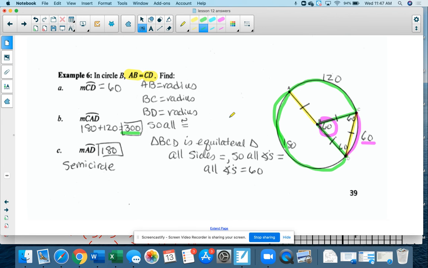Okay, and then this is just the work that I already mentioned, to find out that this was an equilateral triangle. All those sides are radii, so that makes all of them congruent. BCD is an equilateral triangle. Why? Because all the sides are congruent, so all the angles are congruent, and all the angles would be 60 degrees. So that was just explaining what I already went through in the beginning.